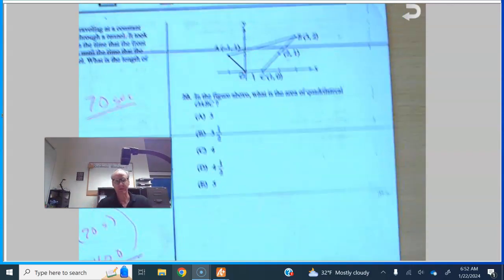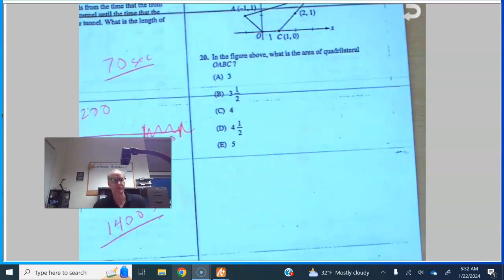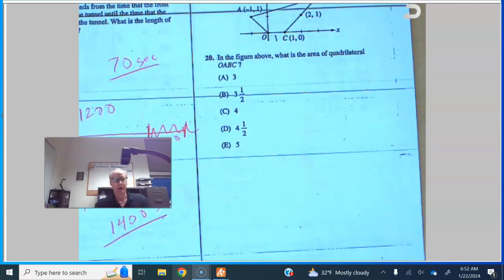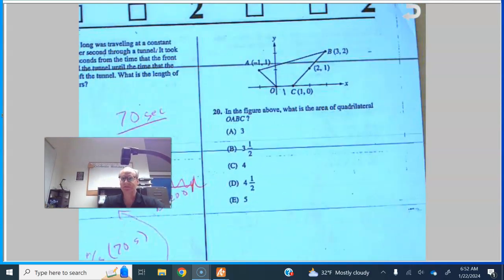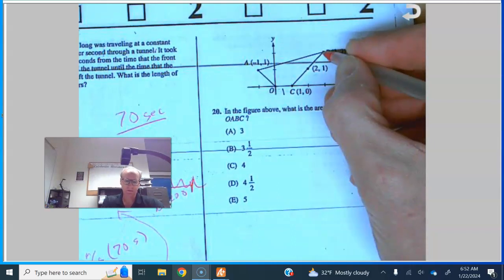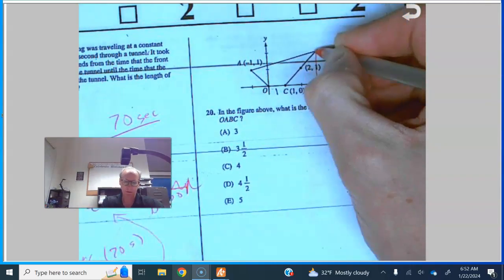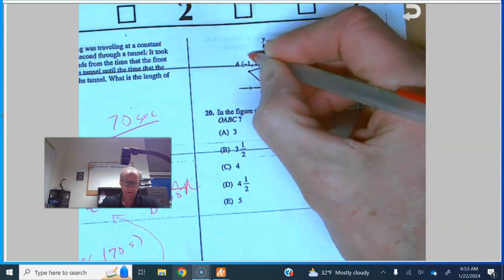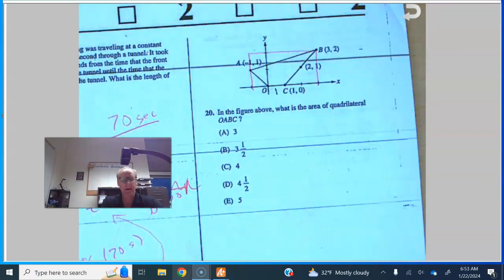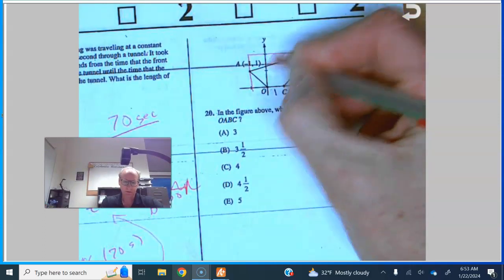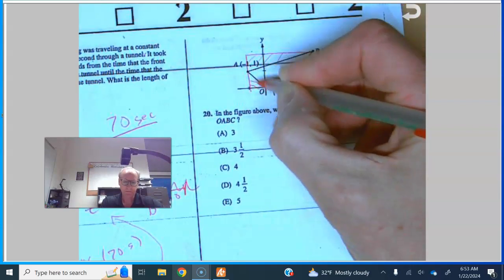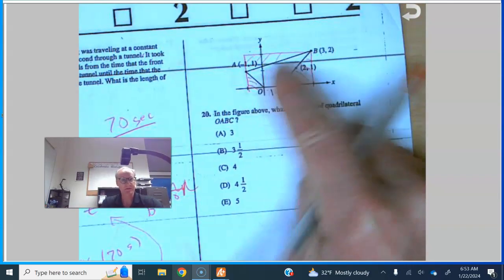Number 20, last one, and I'm not sure how we're doing for time because I can't see my timer. Let's take a look at this one. I did this one several times, and I tried dividing it up in various ways. The trick here is to turn this into a rectangle right here. This gives you a rectangle, and you're looking for getting rid of this, and this in order to find the area that's left.